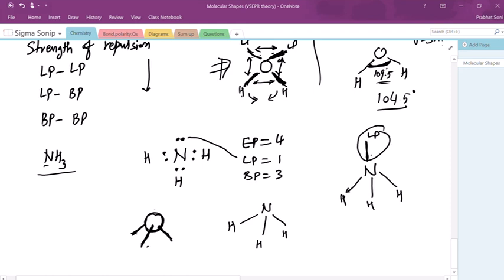We have a lone pair here, a pair of electrons here, but we don't see that. We only see the atom. So this is your N, then you have H, H, and H. The shape is trigonal pyramid.